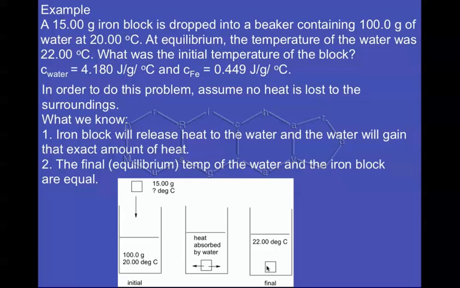Now when I say equilibrium, what I'm talking about is that initially the water was 20.0 degrees, the iron was some temperature that was going to be higher. We don't know what temperature yet, but we do know that the iron will release its heat and will go down in temperature while the water goes up in temperature, and at some point those temperatures will be the same, and that's what I'm talking about with equilibrium. And that's what I'm saying here, is that the iron block is releasing a certain amount of heat, and it's that heat that's being absorbed by the water.